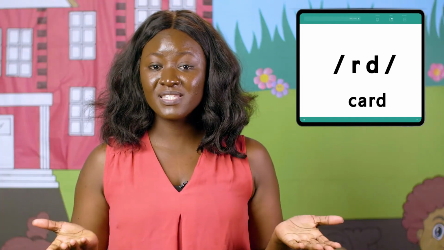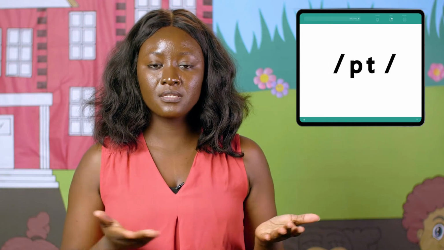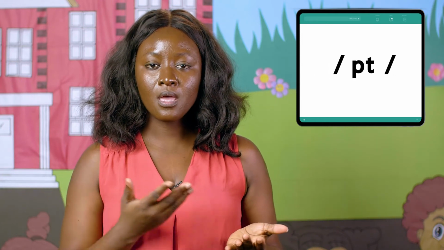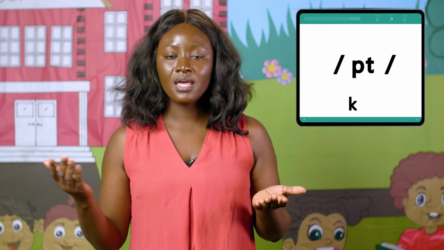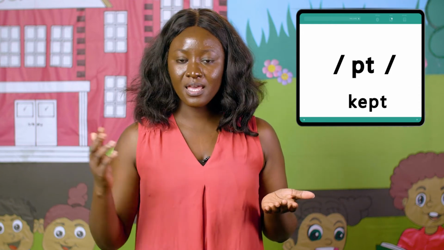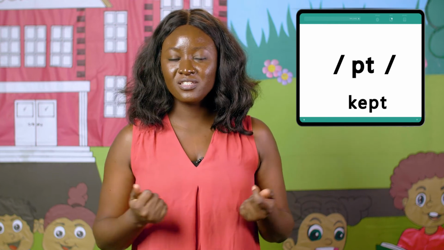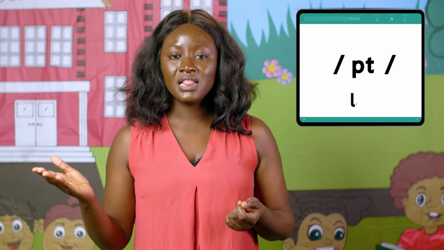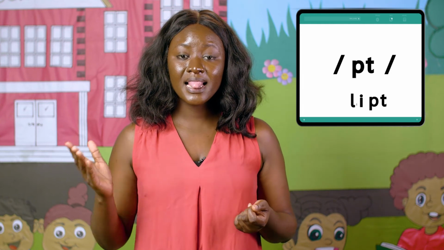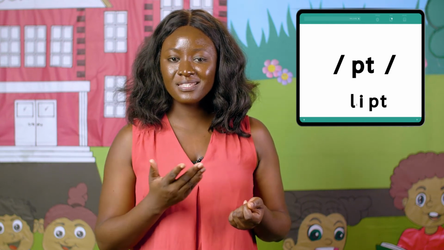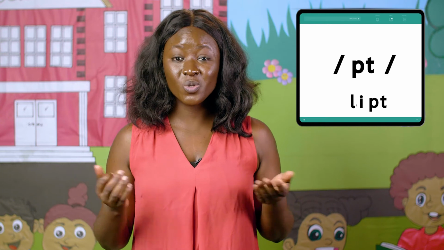Okay, so we have some sounds join t, p and t, pt. Let's try k, e, pt, kept. Again, kept. Well done. And let's try a different one. L, e, pt, leapt. That word doesn't have a meaning, but it's okay to blend.